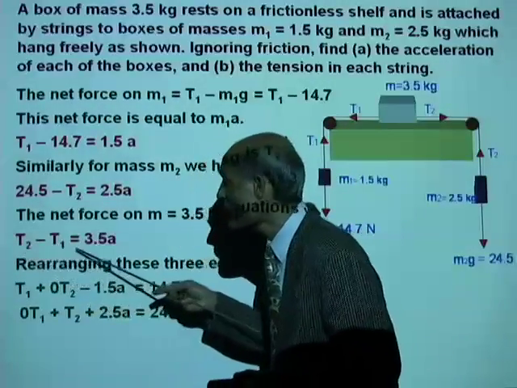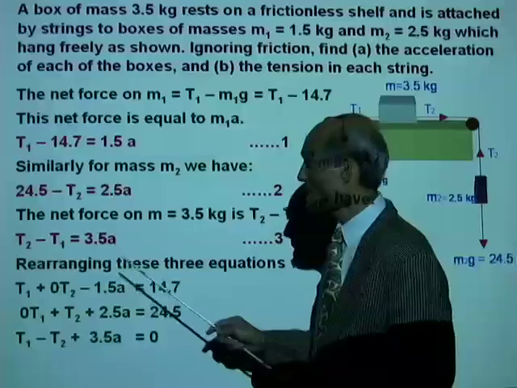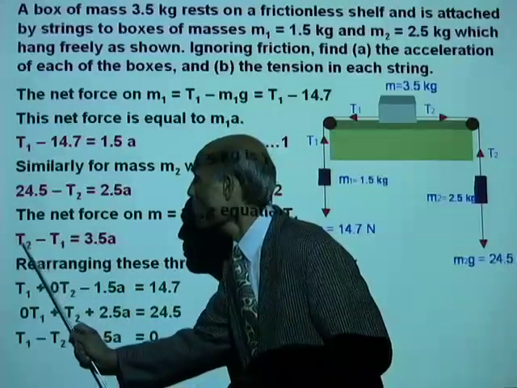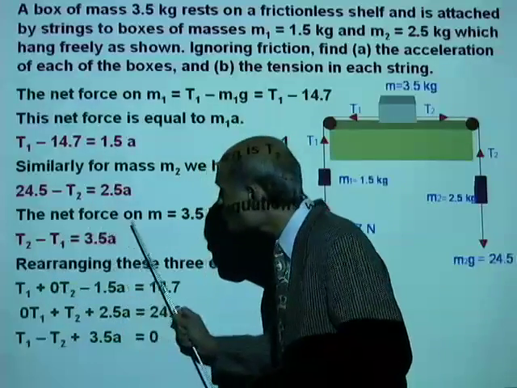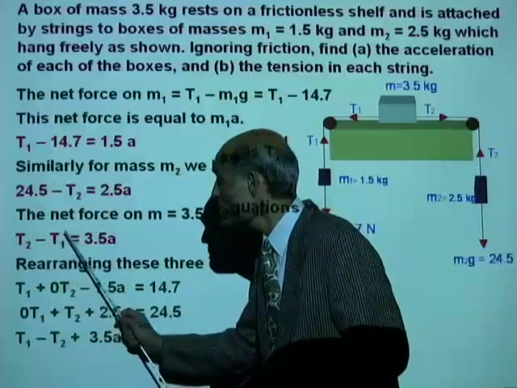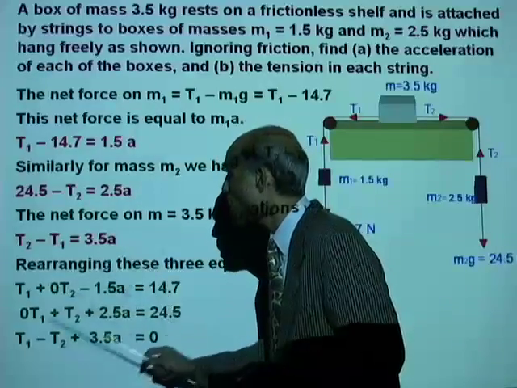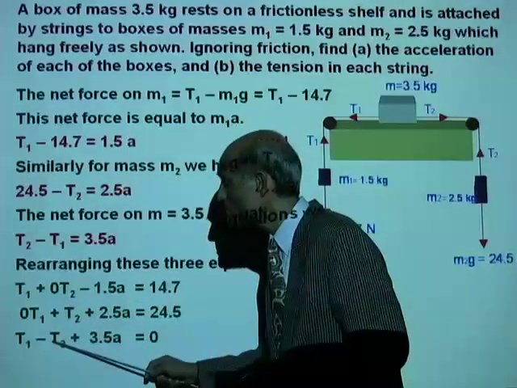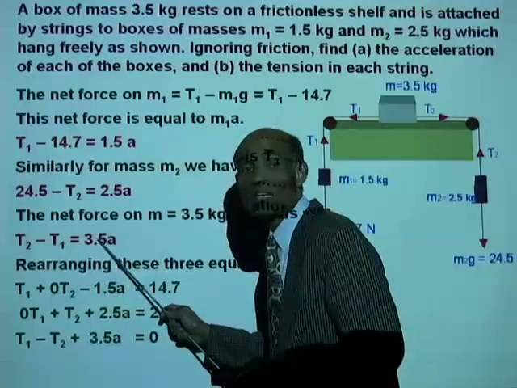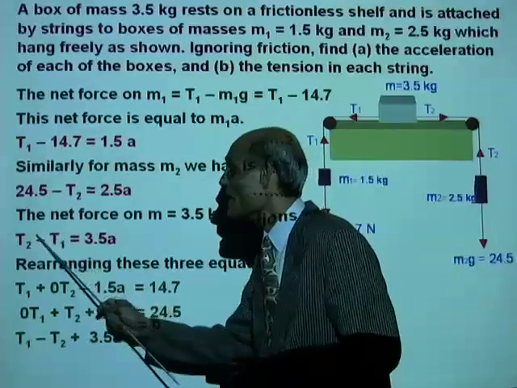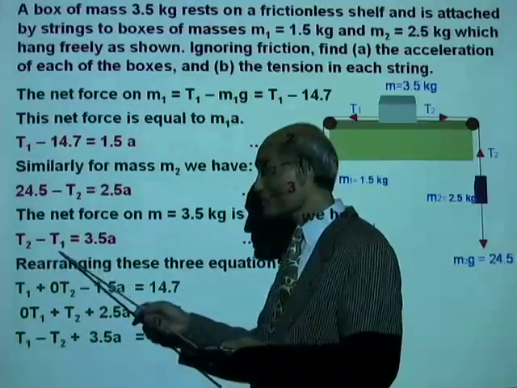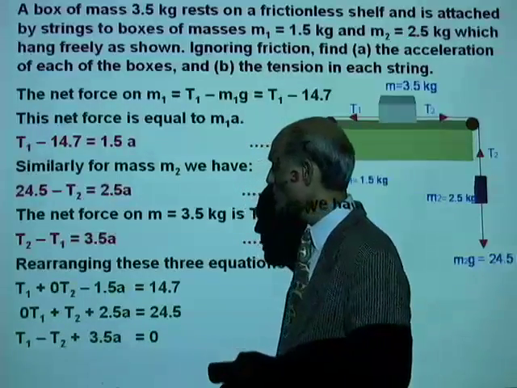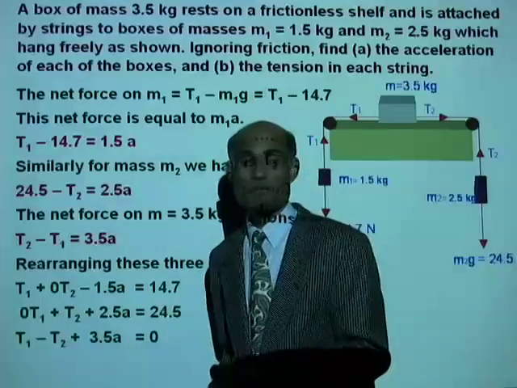Alright, how will we write this one? Now look at the way I wrote this one. What I did is I took both these variables to the right. So a negative t1 comes to the right, becomes positive t1. t2 comes to the right, becomes negative t2. And 3.5a is sitting there, plus 3.5a, and the left side is 0. So this equation is t1 minus t2 plus 3.5a equal to 0.